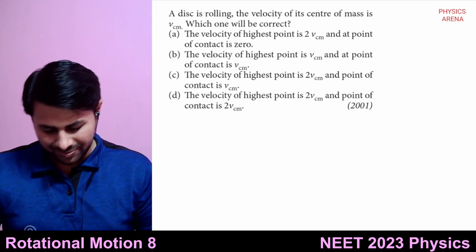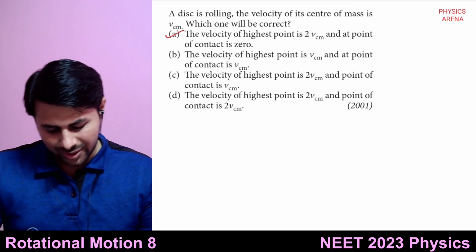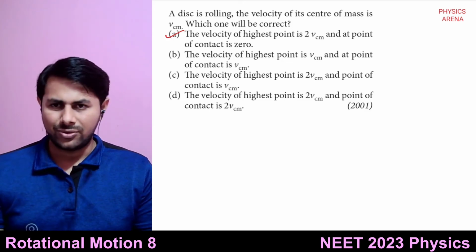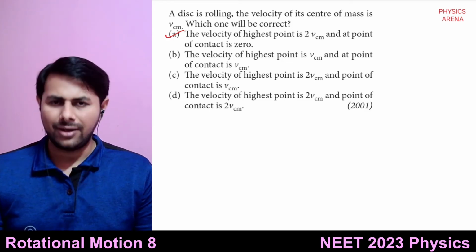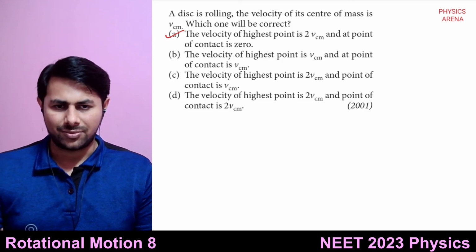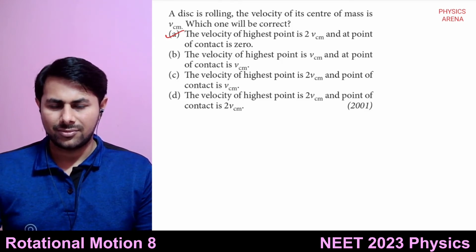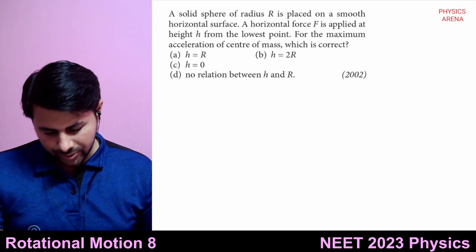Option A. Very good. Okay. The velocity of the highest point is 2 times the velocity of the center of mass, and at the point of contact it is 0. Right? Let's see this next question.